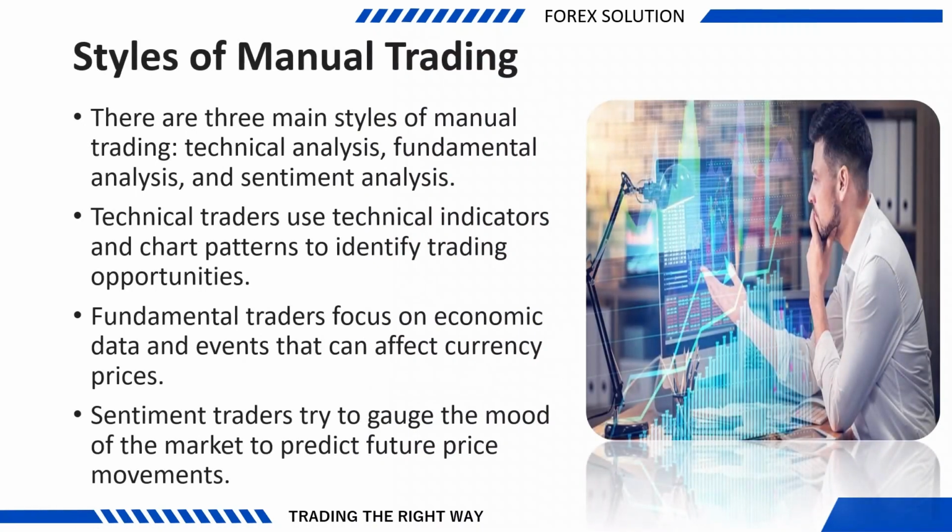So the style of trading, how they trade, as I mentioned, there are three different ways: technical analysis, fundamental analysis, and sentiment analysis. Those are the three ways. I've also explained this. Technical traders use technical indicators and chart patterns to identify trading opportunities. As I mentioned to you, the ones that use chart patterns are the price action traders, and technical indicators are the indicator traders. We are still going to talk about indicators in our next video.